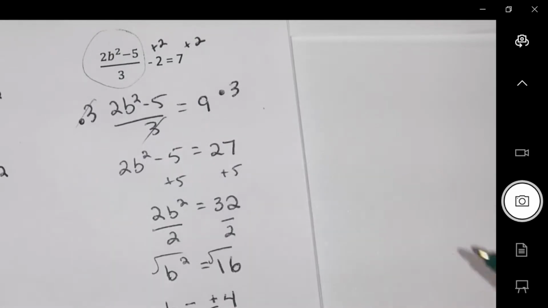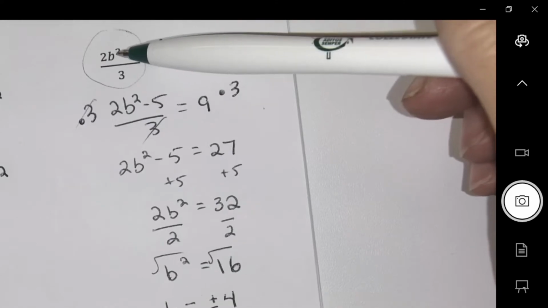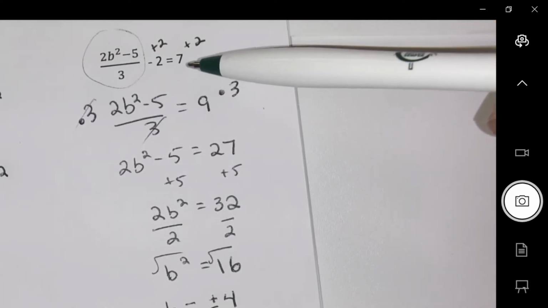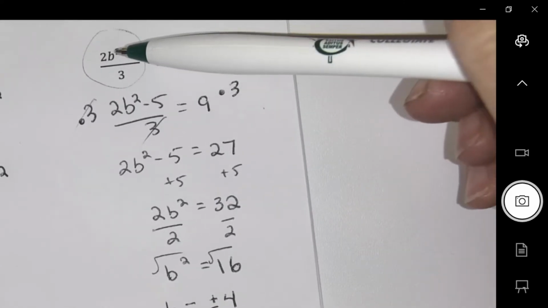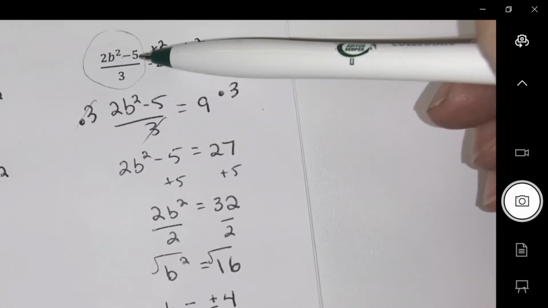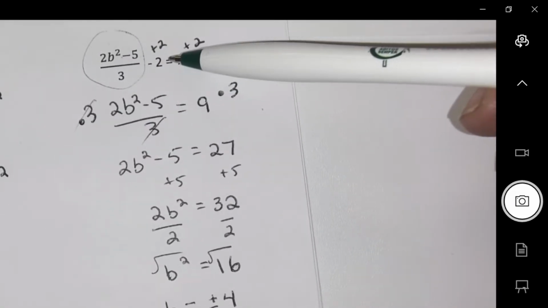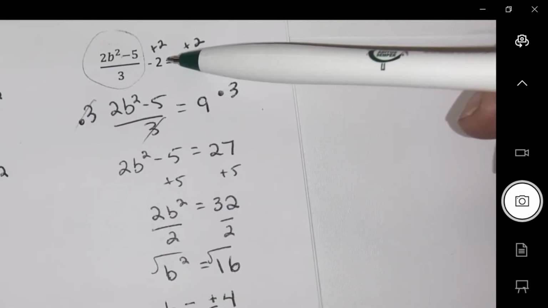If you're stuck with your algebra steps, here's my hint. If I knew b, this is how I would go about it. I would do b squared, then I would times it by 2, then I would subtract 5. Then I would take that and divide by 3, and then I would take that and minus 2. So now I go backwards of all those things.